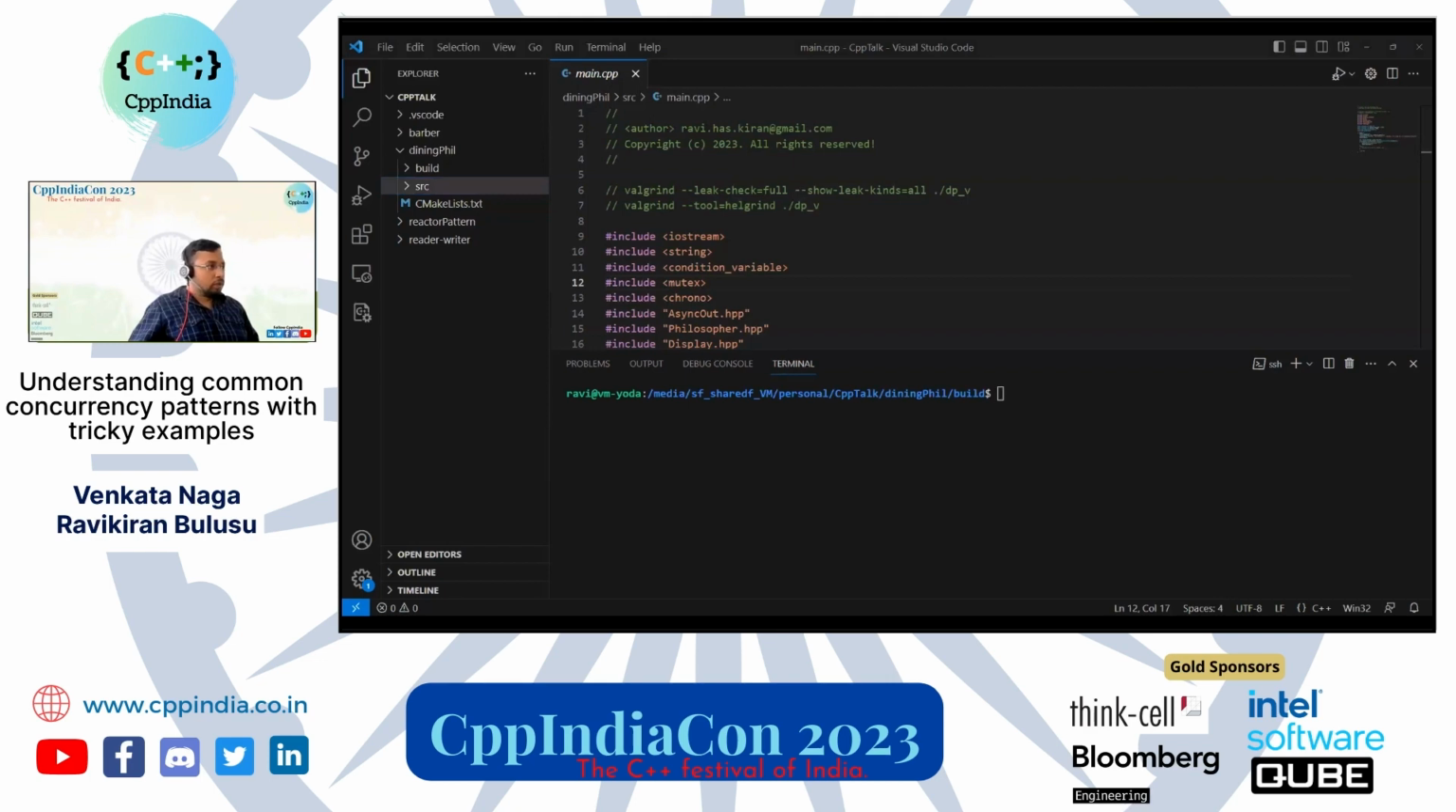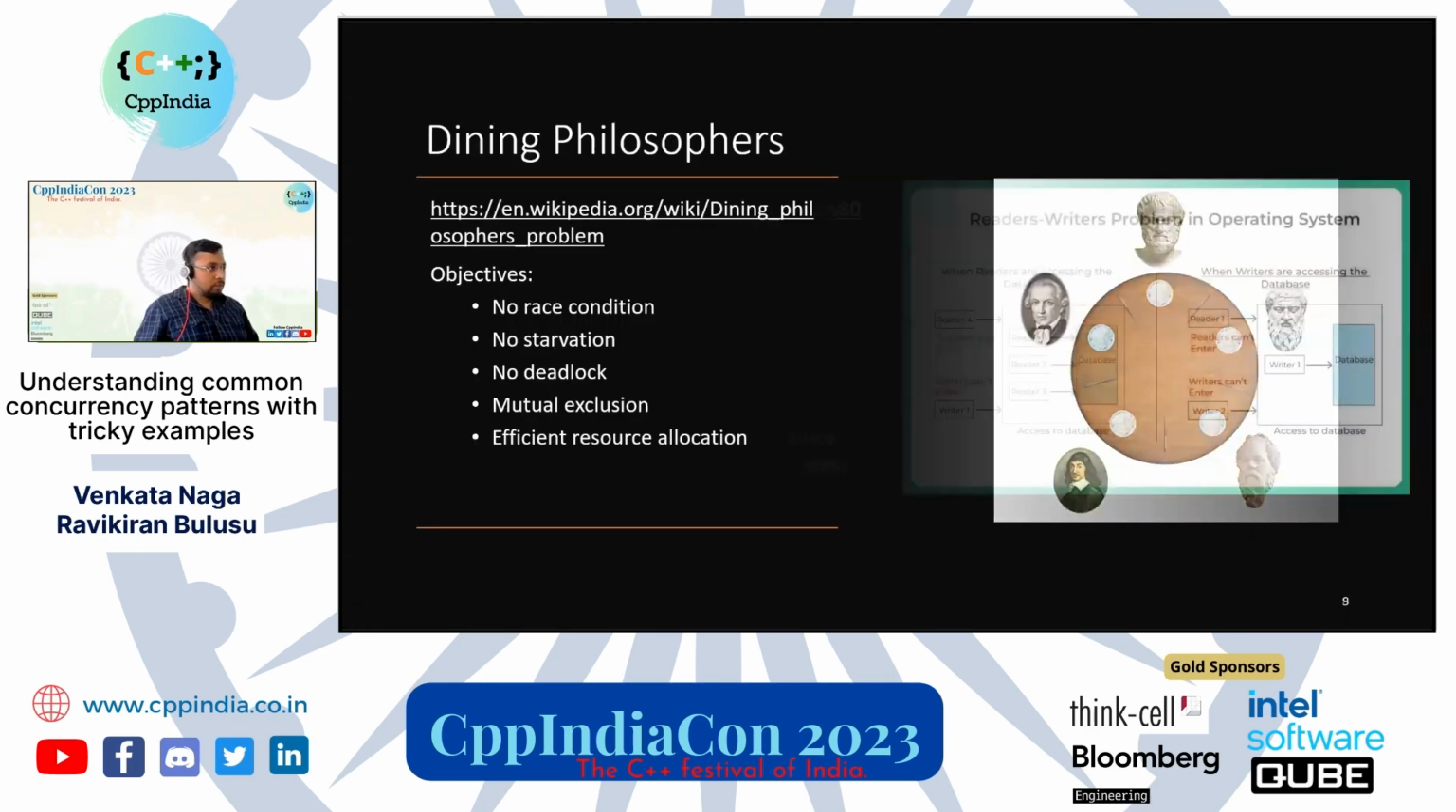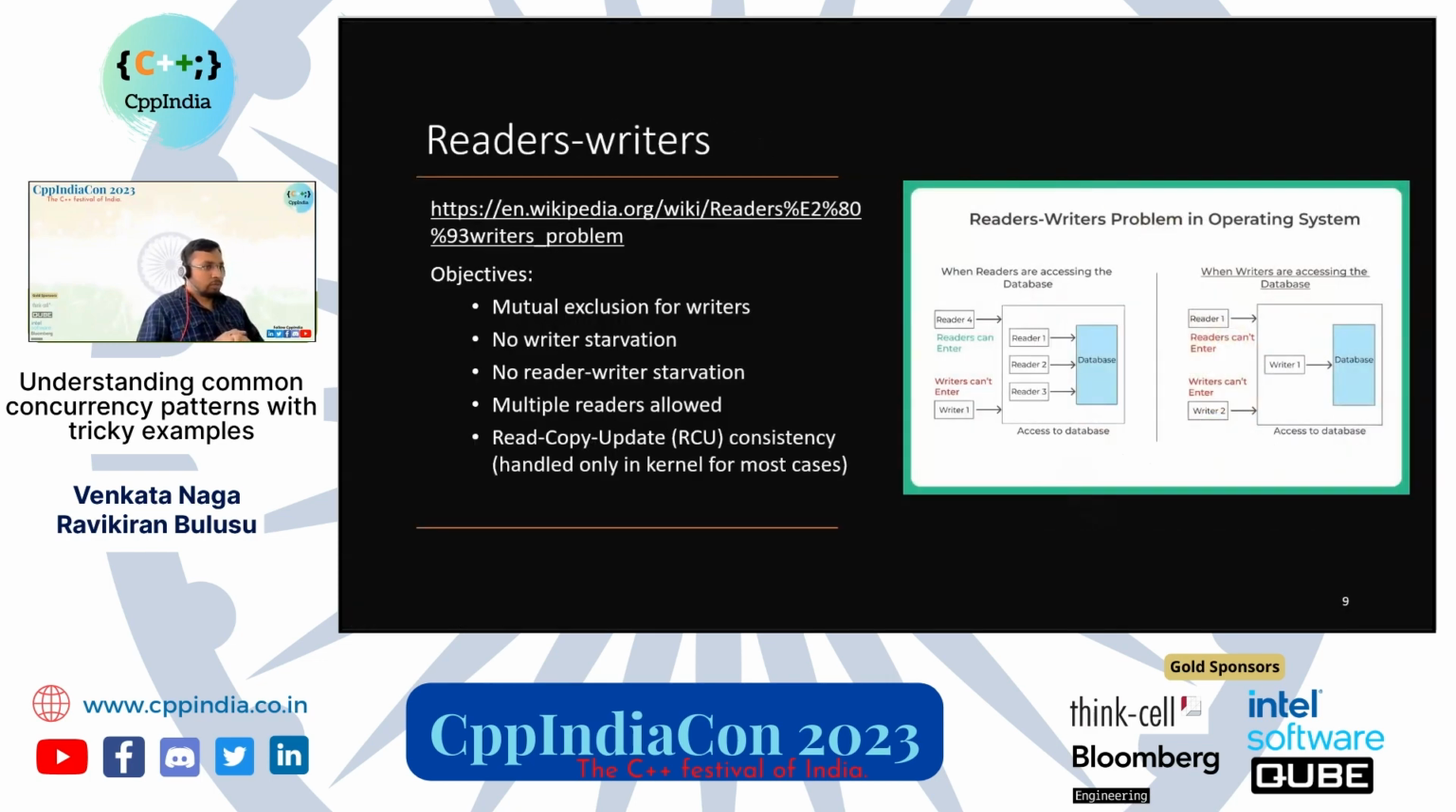So moving on to the third example, the readers-writers problem. In general, everyone knows the readers-writers problem, but I just want to simulate it once again to see how it behaves with modern C++. So what is the readers-writers problem? Basically, I created a simple database where readers can access the database without any problem. They can do it.